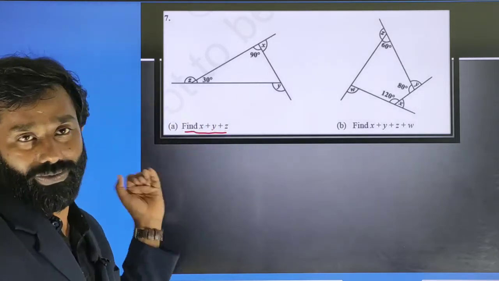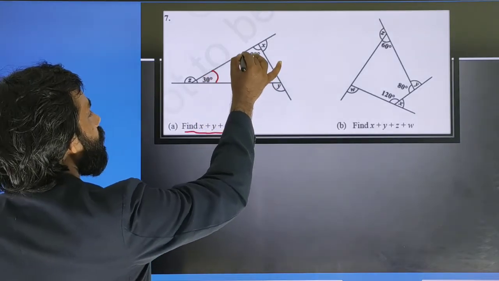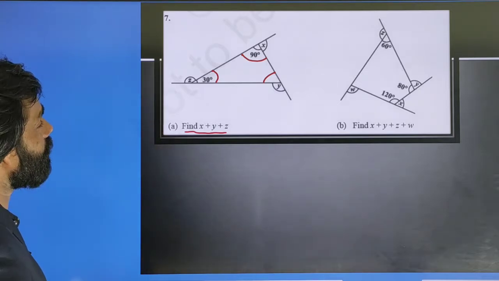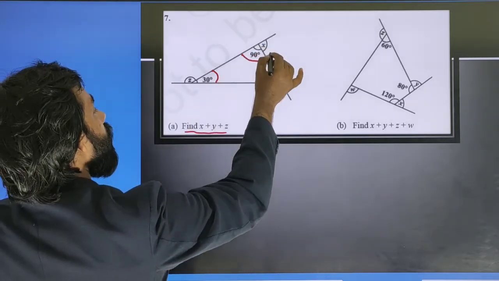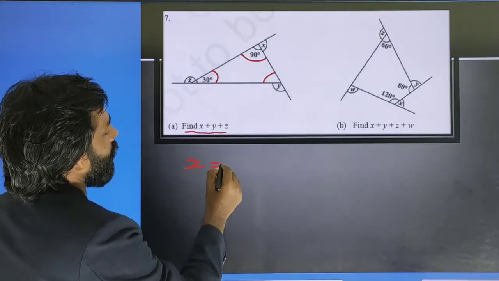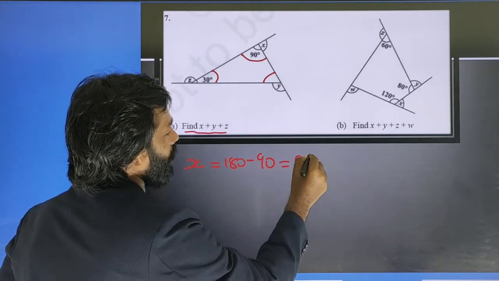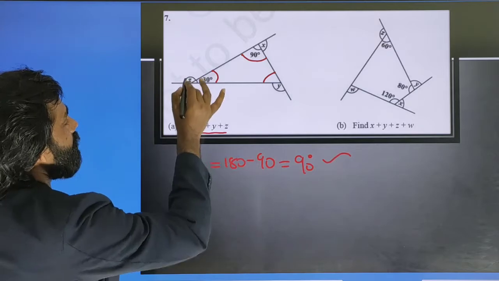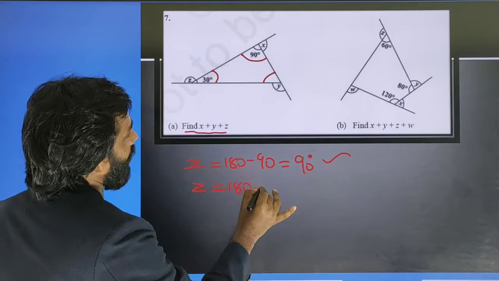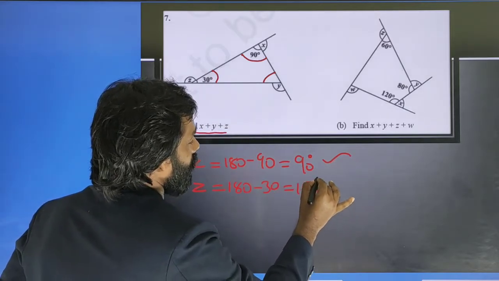So we need to find out the sum of the exterior angles. Well, the interior angle is given, right? Here this is given, this is given, this is not given. But to get this x value, by applying the linear pair we can write angle x as 180 minus 90. It should be 90 degrees. So we got x. And what about in the case of z? Yes, z we can write 180 minus 30. So that is 150. We got this also.